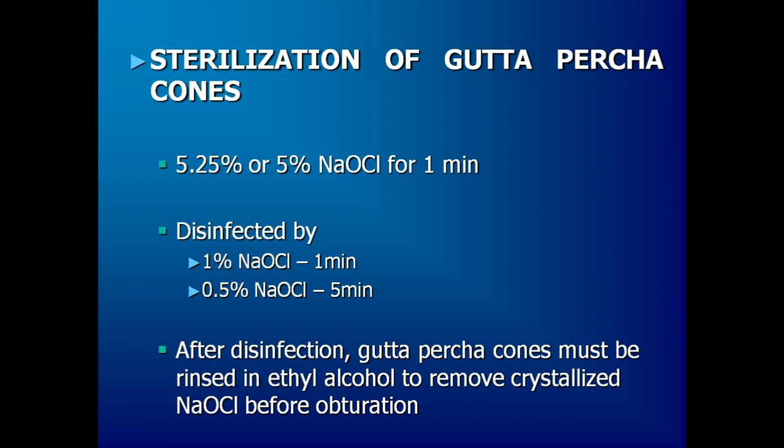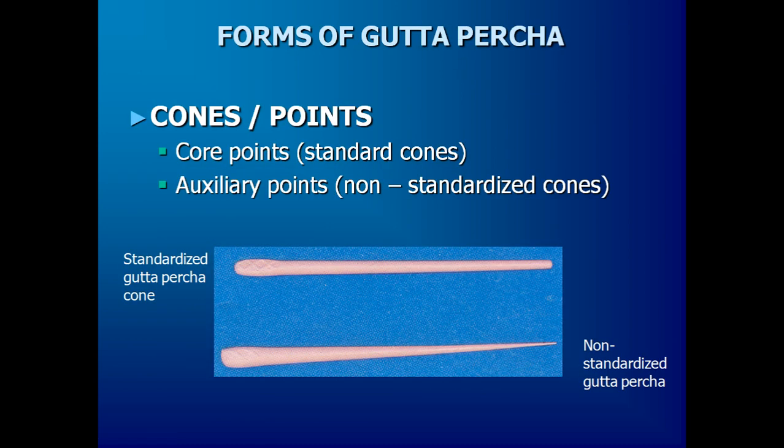We sterilize this gutta percha by soaking it in 5.25% sodium hypochlorite, or 5%, for just a minute. If you have to disinfect it, it is done by soaking it in 1% sodium hypochlorite for a minute. What is the difference? Hope you realize the difference between sterilization and disinfection. Sterilization is destroying all the vegetative forms and also the spores, whereas disinfection is just aiming at killing the vegetative forms.